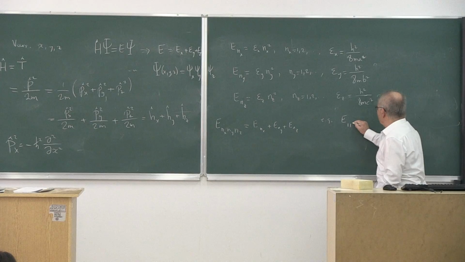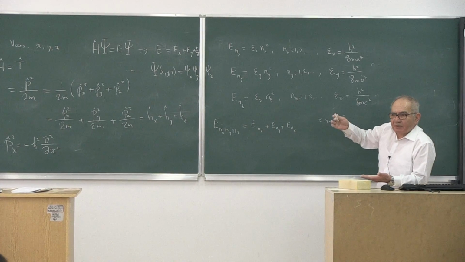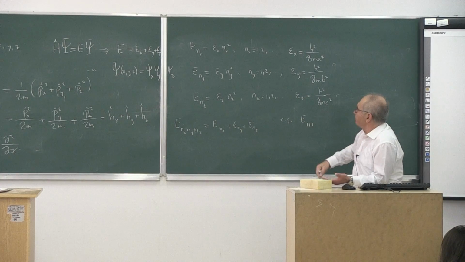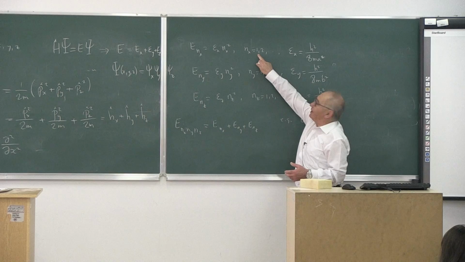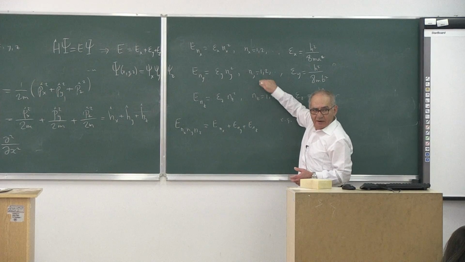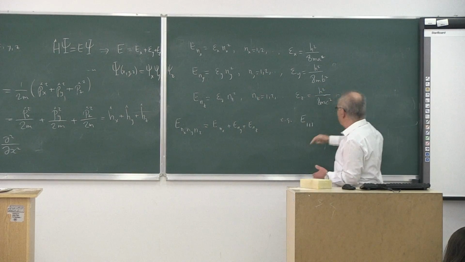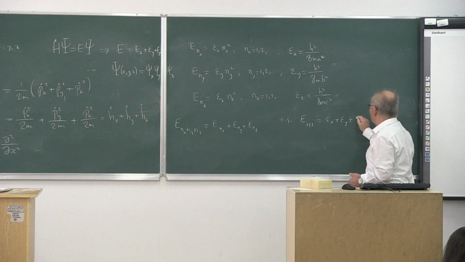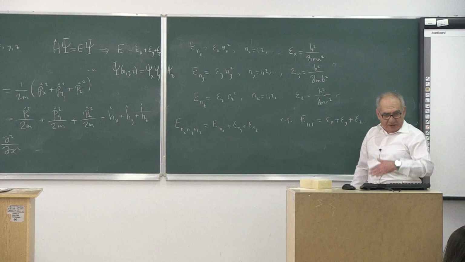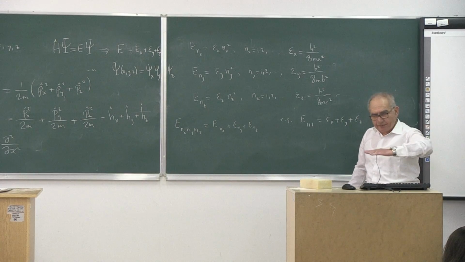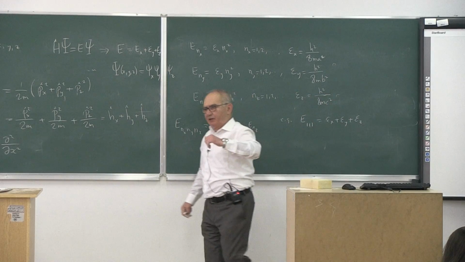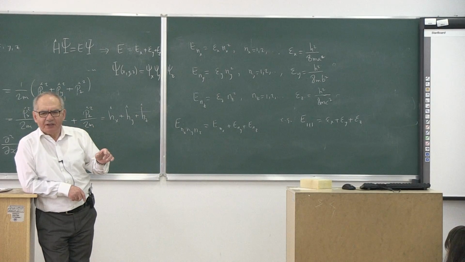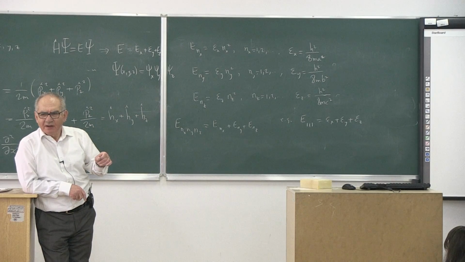For example, E1,1,1. What does it mean? The lowest possible energy, which means ground energy level. It means select nx equals 1, ny equals 1, nz equals 1. Then what is the energy? Fx plus Fy plus Fz. This is the lowest possible energy. In this problem also, let us ask, is there a 0-point energy here in this motion?